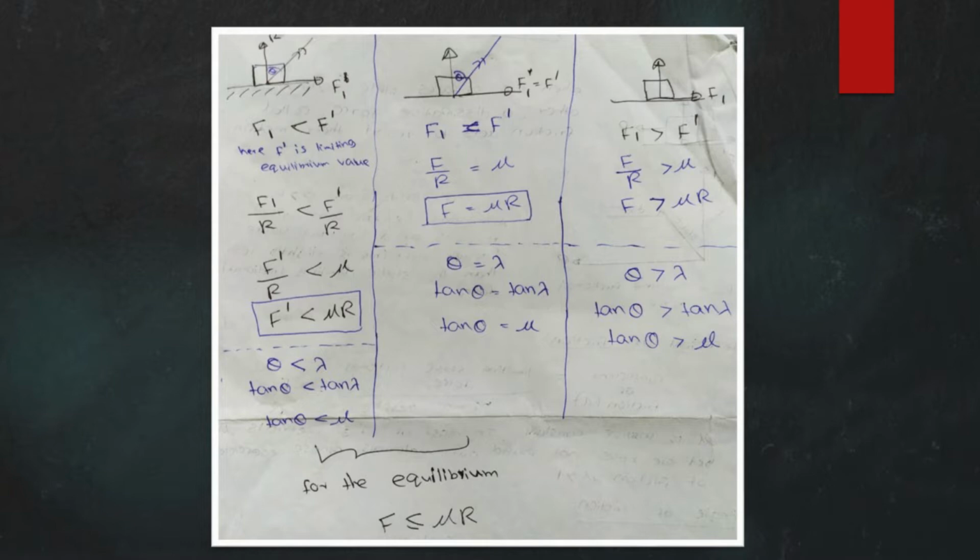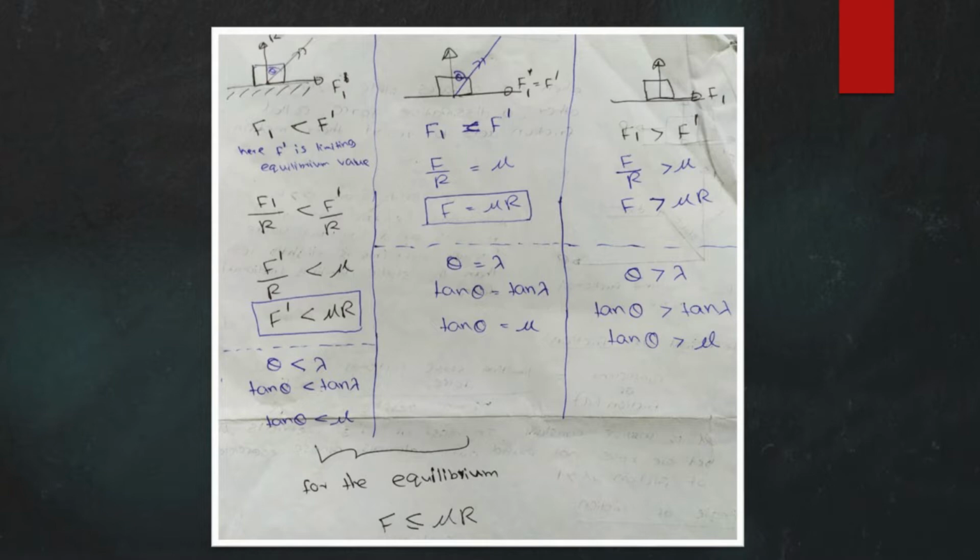What happened in the second diagram? F1 equals F dash. What does that mean? The limiting frictional force and the applied force are both the same. Then I again divide by R, so F over R equals mu, then F equals mu R. So theta and lambda both will be equal: tan theta equals tan lambda, then tan theta equals mu. Right? So these two situations are called the equilibrium situations because the particle is not moving.